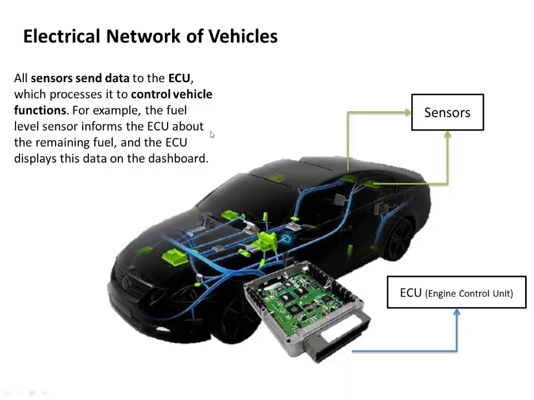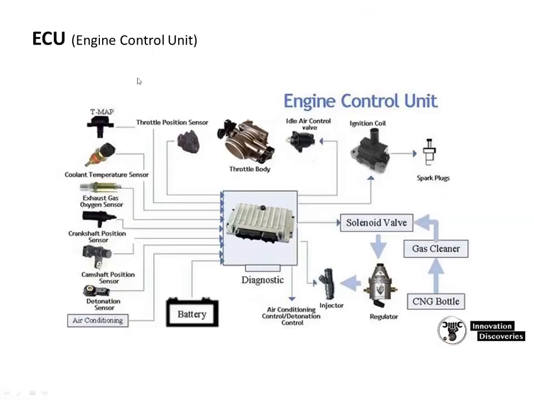For example, fuel level sensors inform the ECU about the remaining fuel, and the ECU displays the data on the dashboard of a car. Now these are some sensors which send data to the ECU. This is an ECU, and the ECU controls the corresponding module according to the sensor's data.